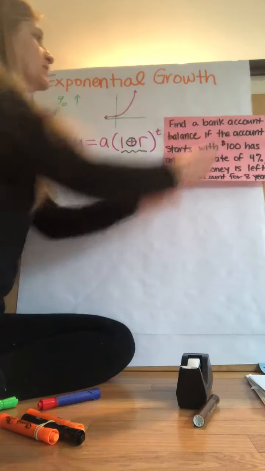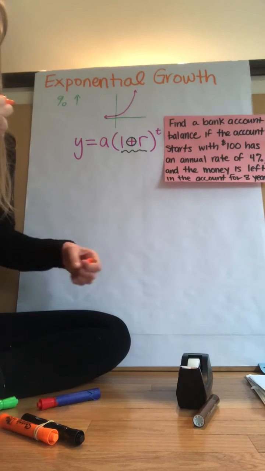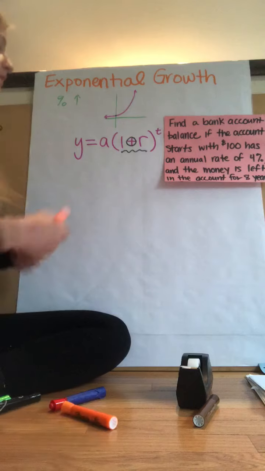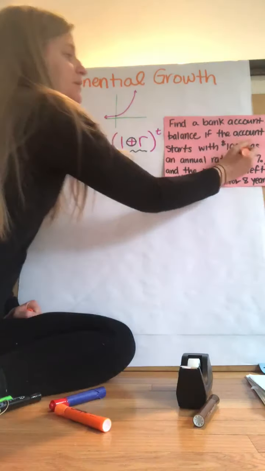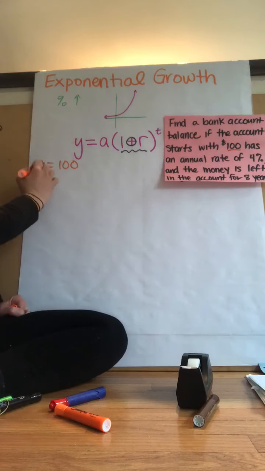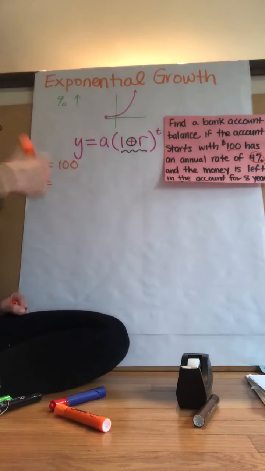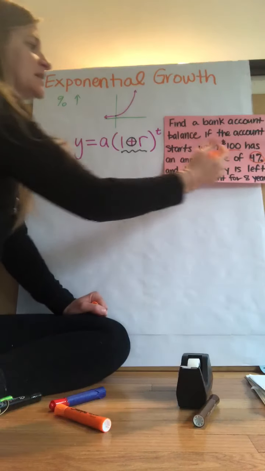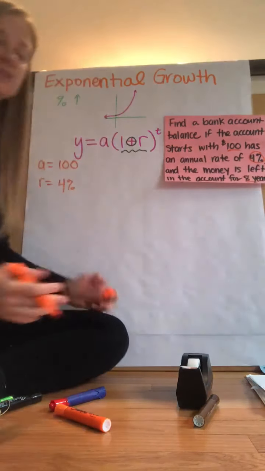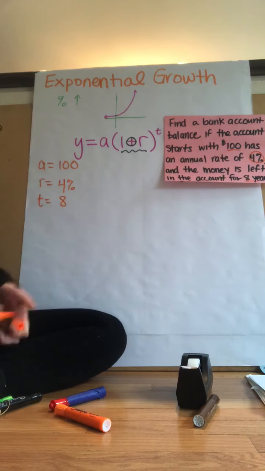Okay, we've got a bank account that has a balance of $100 to start, so we know that this is our initial amount. Okay, so A is $100. That's what we started with, okay? R, we see here, is our percent growth, which is 4%. And time is going to be 8 years. We want to know how much is in the account after 8 years.